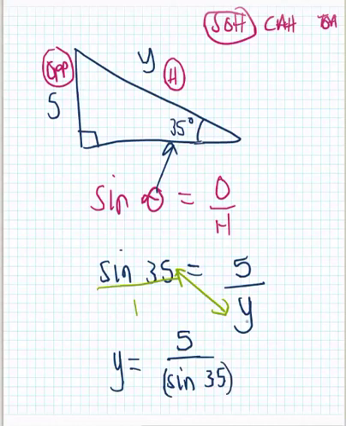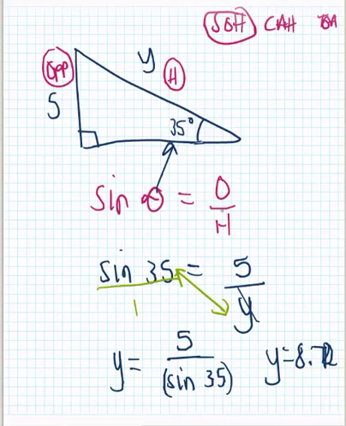And now your calculator will do the work. So I've got 5 divided by sine 35, and it gives me, to 2 decimal places, 8.72. Sorry, that's a 7 and a 2. And we're done. Oops, sorry, that's it. It's a 7 and a 2.